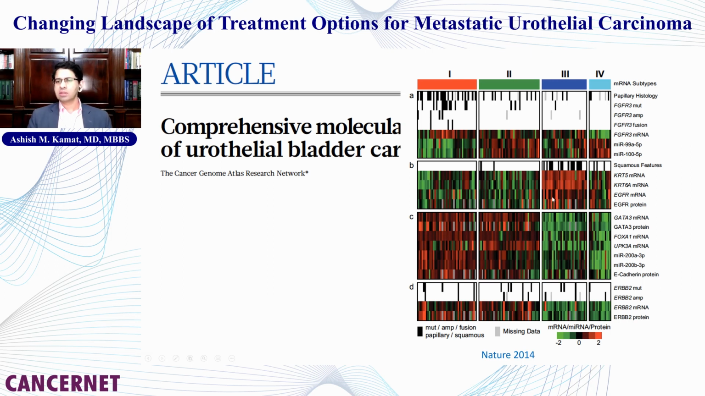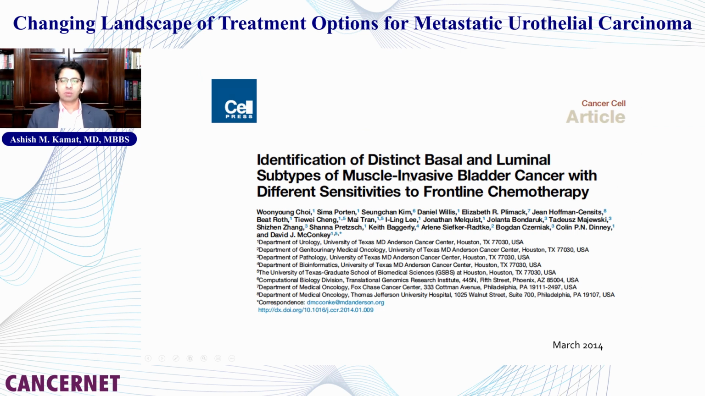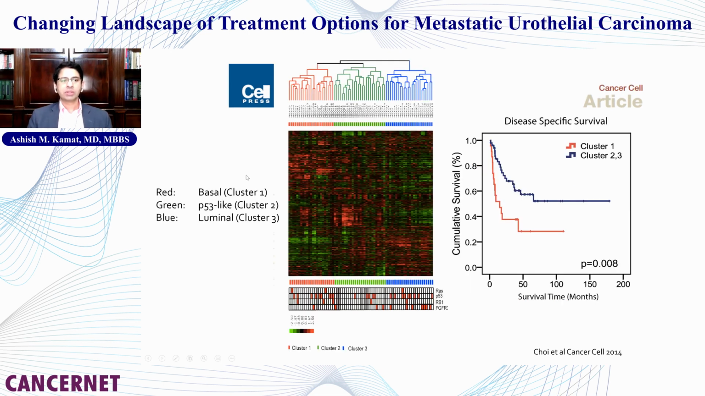And I'll go over these in a little bit more detail, but suffice it to say that these four subgroups of bladder cancer were then replicated in some ways, and I say replicated loosely because some of these came out simultaneously, but they were identified again by different subgroups, including the MD Anderson group, which identified three main subgroups. The red is the basal cluster, the blue was the luminal cluster, and the green was the p53-like cluster. Not p53 protein, but p53 gene expression profiling.